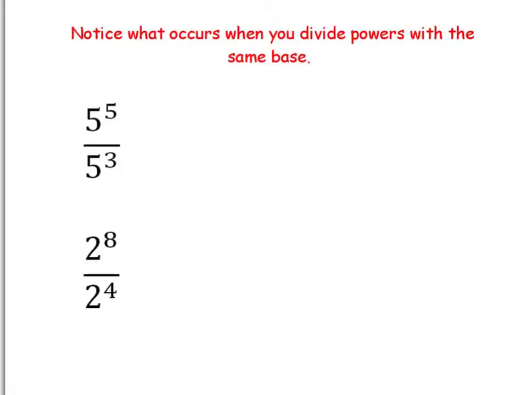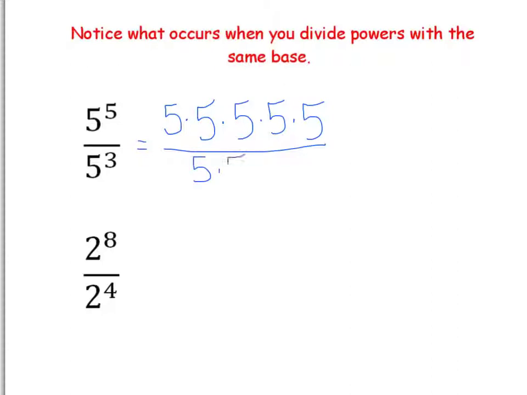Now I want you to notice what occurs when you divide powers with the same base. So far we've learned 5 to the 5th in something that's called expanded form. I never used that vocabulary with you, but expanded form is just writing it out in multiplication. So 5 to the 5th is 5 times 5 times 5 times 5 times 5. 5 fives because the base is 5 and the exponent is 5. On the denominator, how many 5s will we have? Hopefully you're saying 3. So we have 5 times 5 times 5.